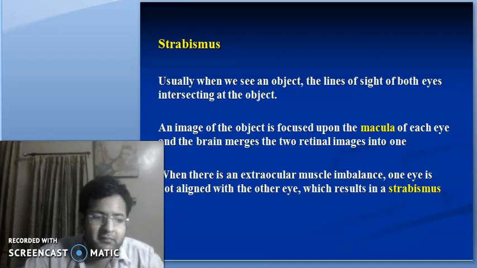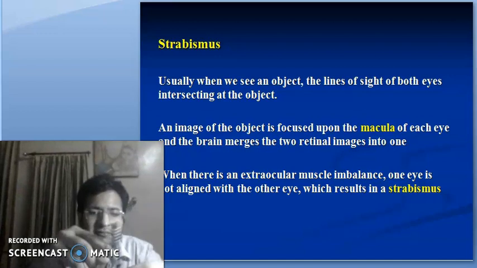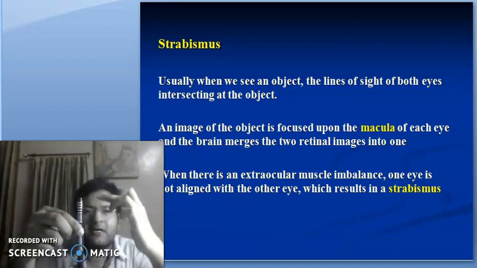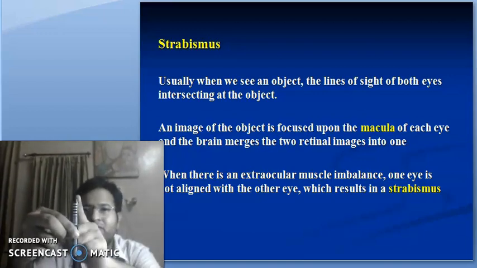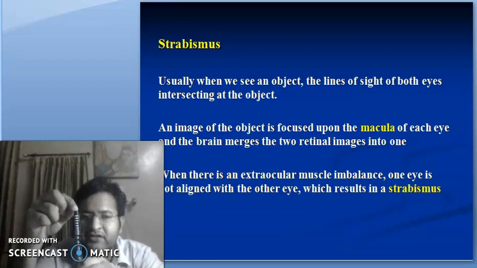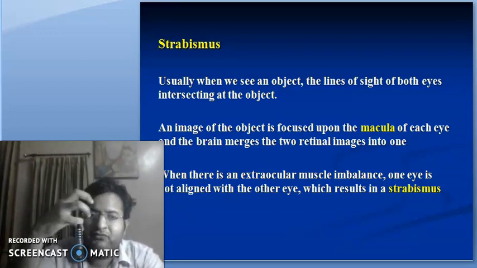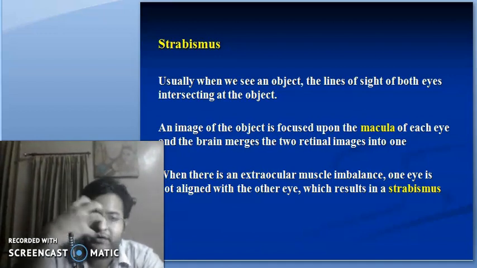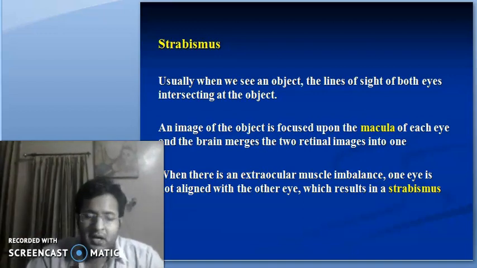As a clinical aspect, we have to remember, for example, that usually we see an object. When we see the object, the lines of sight of both eyes intersect on this object, and the image of the object forms at the fovea of both retinas, that is, in the macular area of both retinas. This point you have understood.